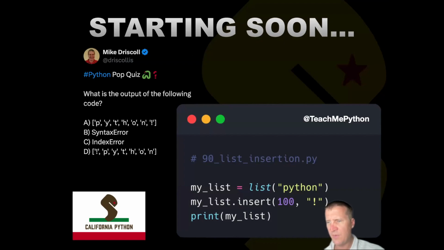All right. Before we start the show, our pop quiz brought to you by Mike Driscoll, Python author extraordinaire, many times over published. He publishes these quizzes every so often, and he's a pretty prolific guy. This one is number 90, listinsertion.py.